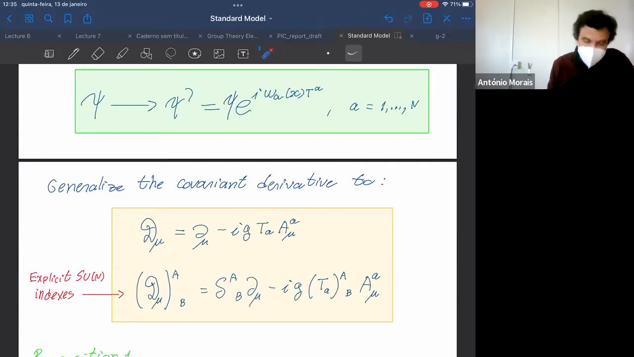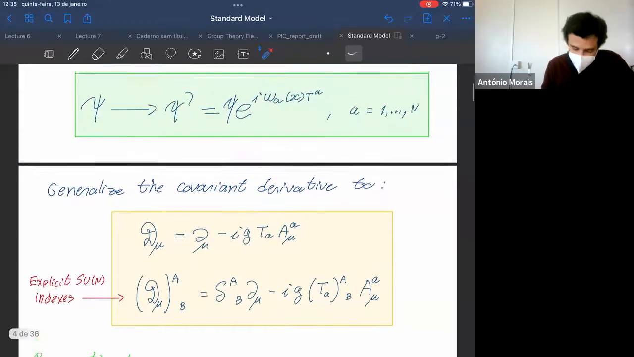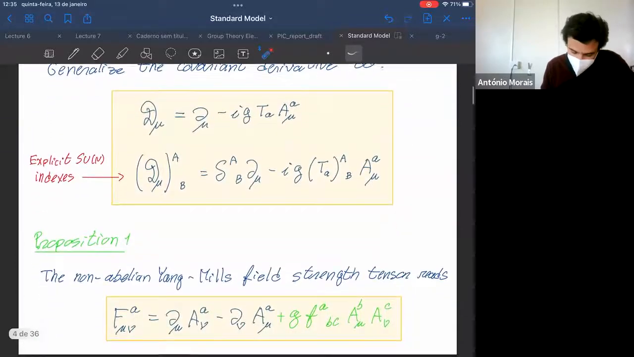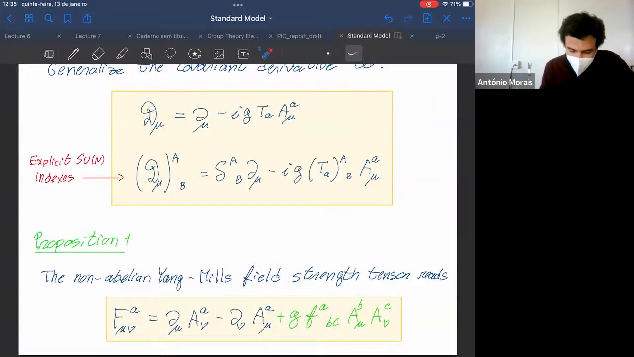So the covariant derivative is a matrix, in fact, because it's an n by n matrix. So you have several degrees of freedom, so you need to represent it in this way. And let's start with the first proposition. As I said in the first lecture, I tried to write these lectures by posing some propositions, which are the results to obtain, instead of going directly there. So the first result that we want to obtain is this.